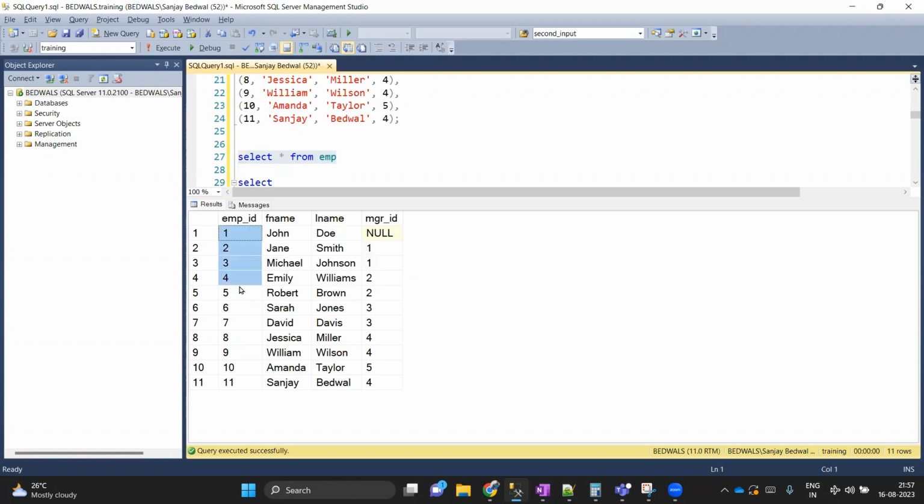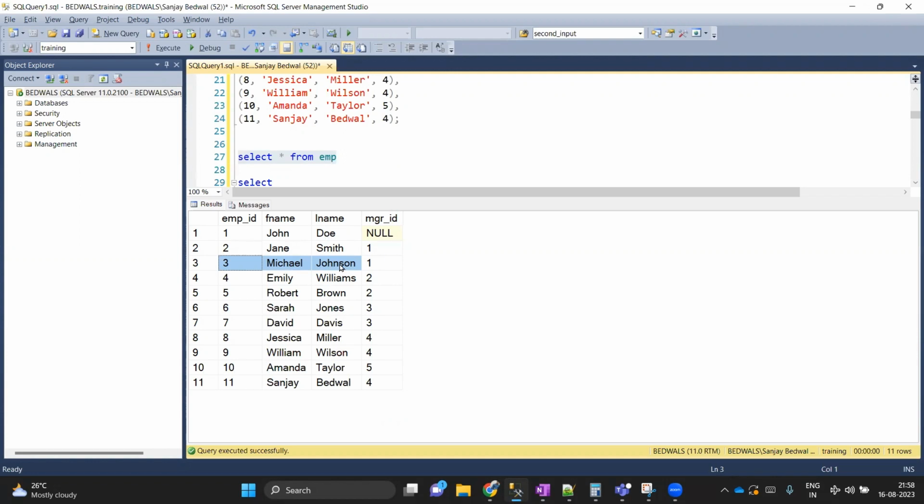Now let's try to understand it. Let's take the example of the third record, where we have employee ID 3, and that person's name is Michael Johnson. His manager ID is 1. Now, if we want to know the name of that manager, we have to backtrack and see who is the person whose employee ID is 1. When we check, we see that person's name is John Doe. That means John Doe is the manager of Michael Johnson.